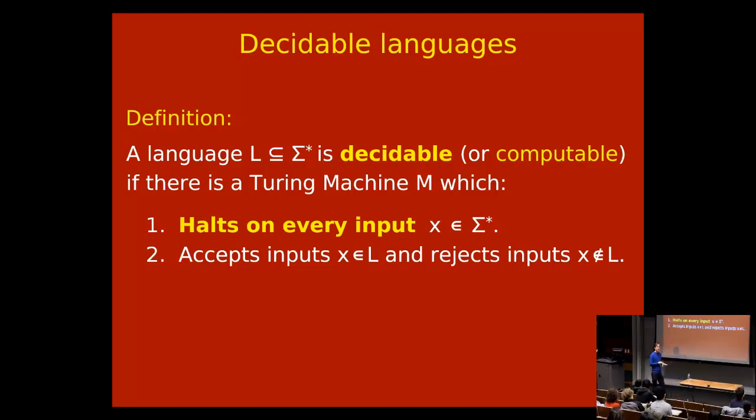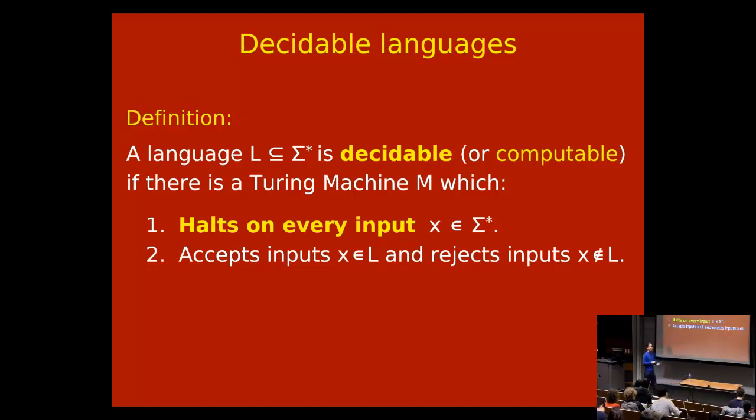The one key property is it has to be a decider TM. It has to halt on every single input. It should never get into an infinite loop. And it's supposed to correctly decide if a string is in the language L. So it should accept all the strings that are in the language and reject all the strings that are not in the language. And that's what it means for a language to be decidable or computable. Anything that can be solved by an algorithm that never gets into an infinite loop.